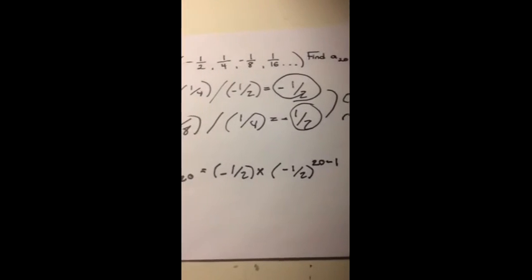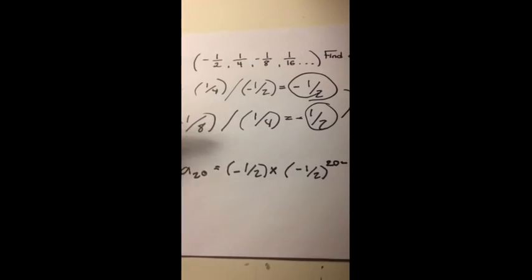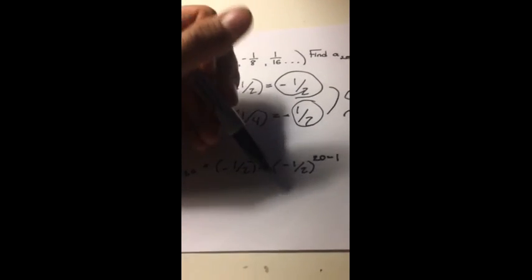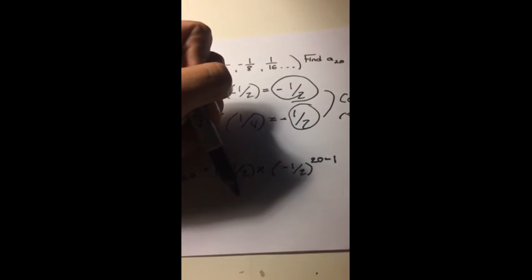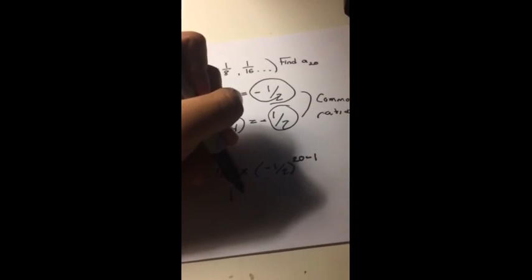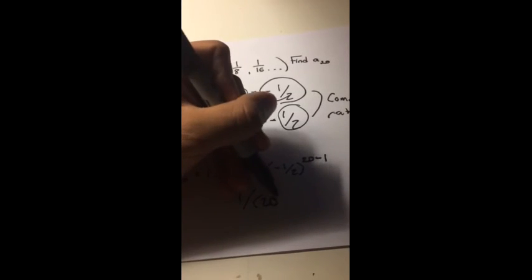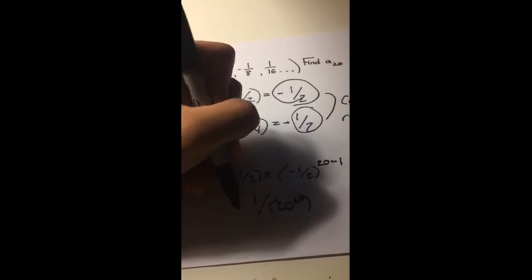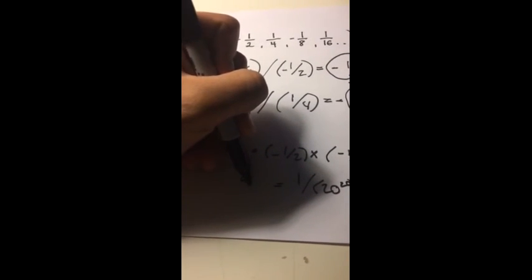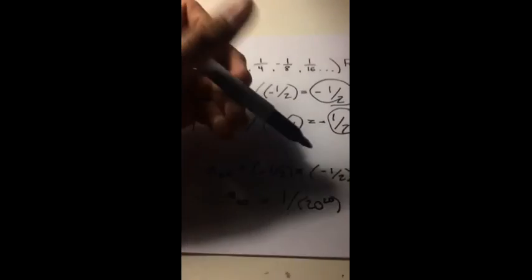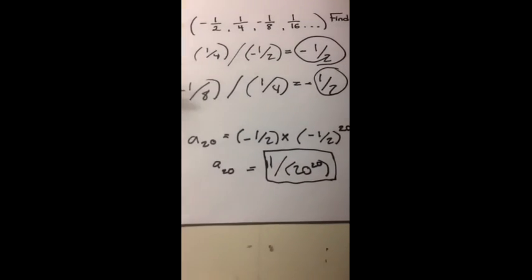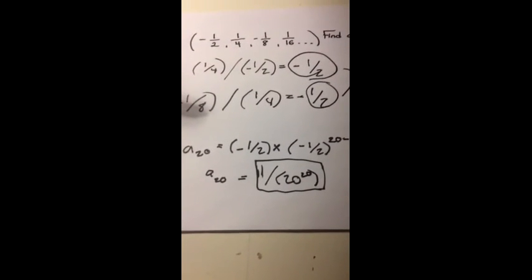Alright, so we plugged everything in. So right now we are going to multiply negative 1/2 times negative 1/2, which will give you 1 over 2 to the 20th power. And that will be your answer. If you plug this into your calculator, graphing calculator, you will have your answer.